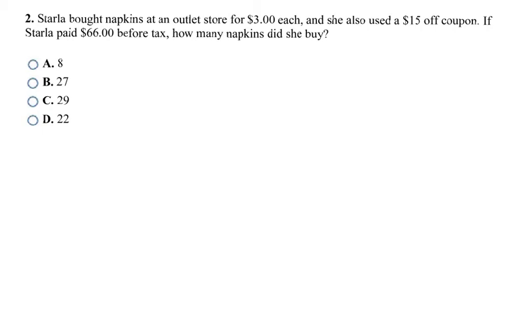This is an instance where writing down an equation and solving for x will be easier and shorter for you. So let's go ahead and look at all of the information that we are given. We know that she bought napkins for $3 each, and she used a $15 off coupon, and that she paid $66 before tax. So when I'm writing a linear equation, I'm going to have a number x plus or minus a number equal to the total. So I know my total here is $66.